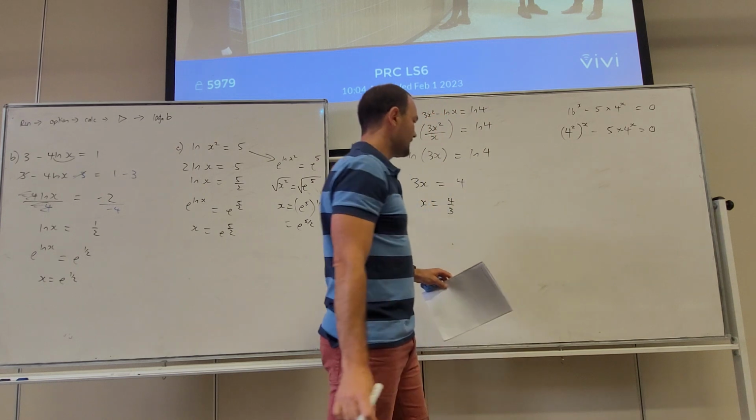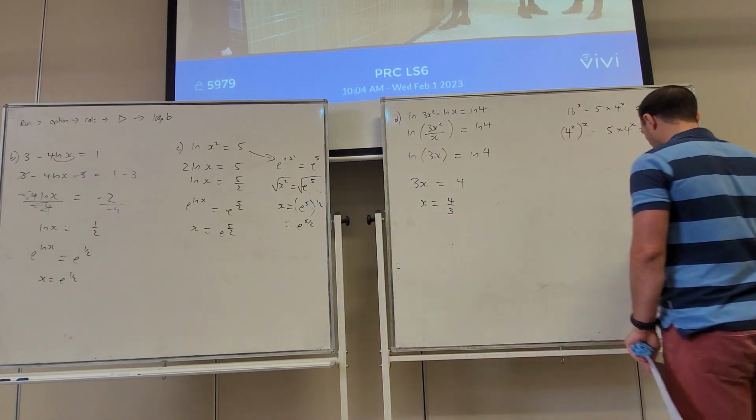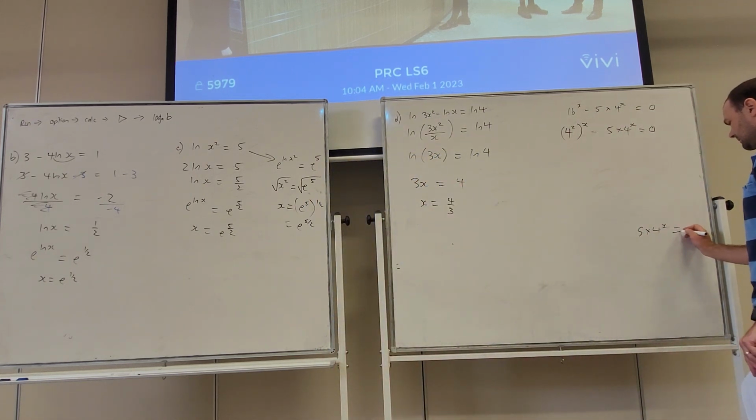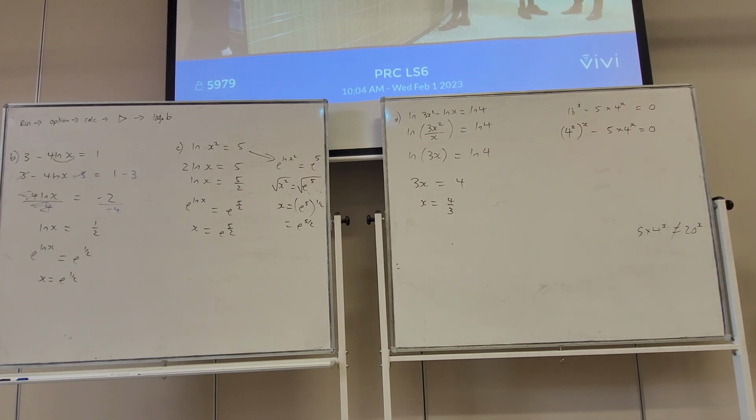Now, let's just make this really clear, guys: 5 times 4 to the x does not equal 20 to the power of x. Think BEDMAS: we do brackets first, then we do exponents. So the exponent takes precedence over the product. You cannot shove the 5 in it. That is not a true statement. So that's why I'm writing it very clearly like this.